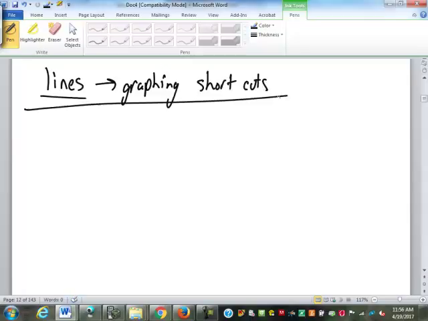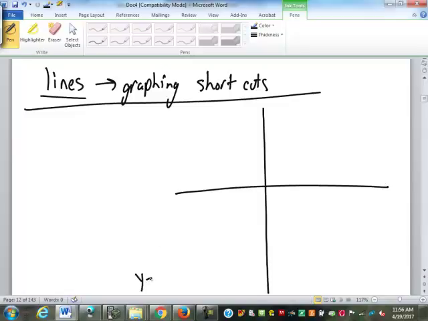Let's start out with the simplest linear equation I can think of. That equation would be y equals x. If I go to graph that equation, let's say x is negative 3, what does y have to be? Well, negative 3, right? Because y equals x. So that gives us a point here, negative 3, negative 3.